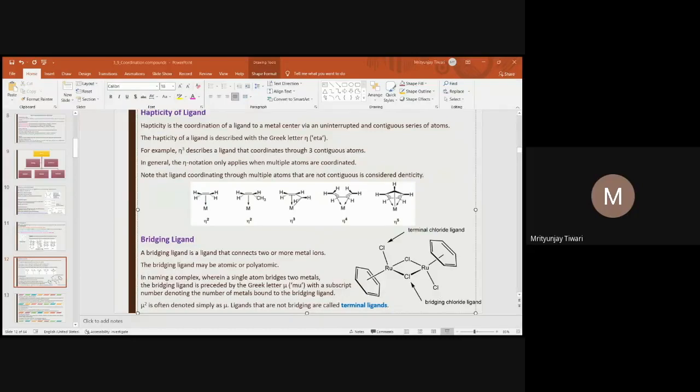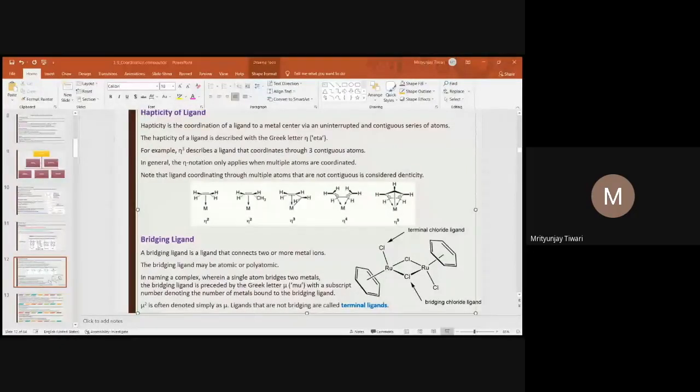The coordination sphere in this case is [ACl4]minus, and the counter ion is A plus. Here is another example where you can see the coordination sphere is positively charged, which we have already seen earlier. Let us now look into the coordination number.